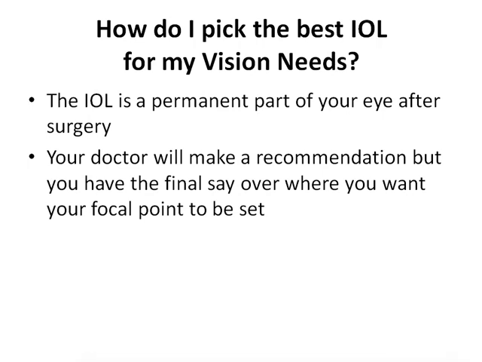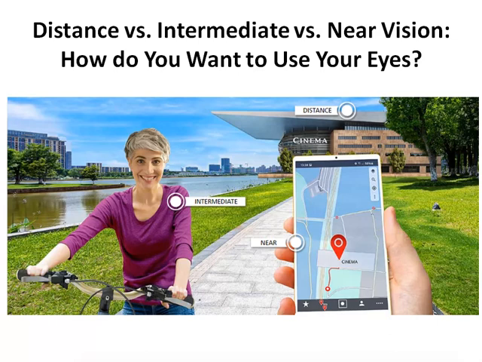A very important part of your cataract surgery decision-making process is selecting an appropriate IOL with your surgeon beforehand. This lens will be a permanent part of your eye after surgery, so you want to be sure that you select the best lens for your visual needs. Your surgeon will discuss with you how you want to use your eyes and where you would like the focal point of your eyes to be set up with surgery.